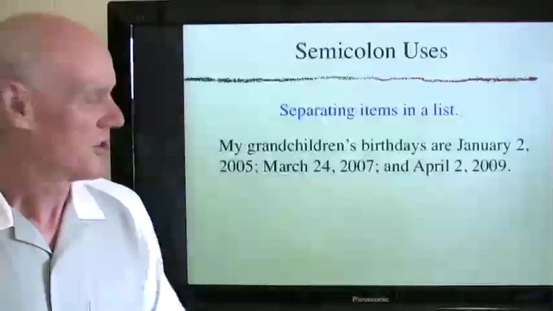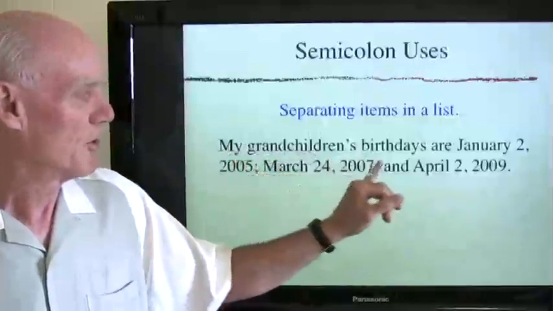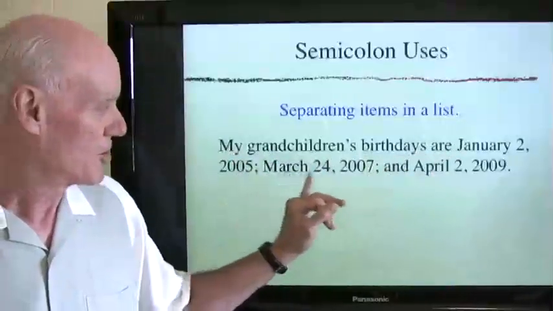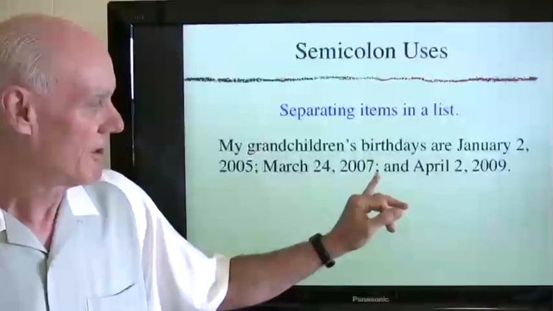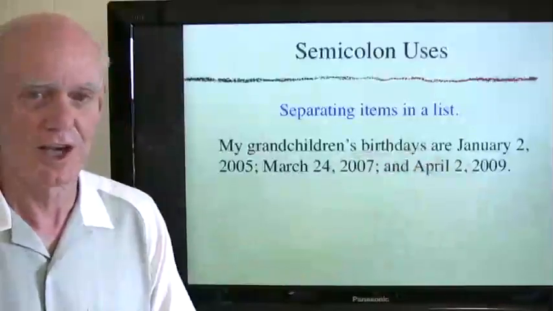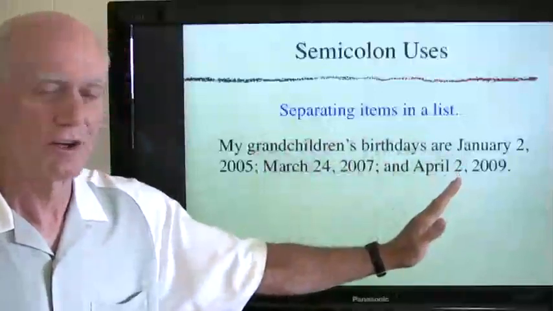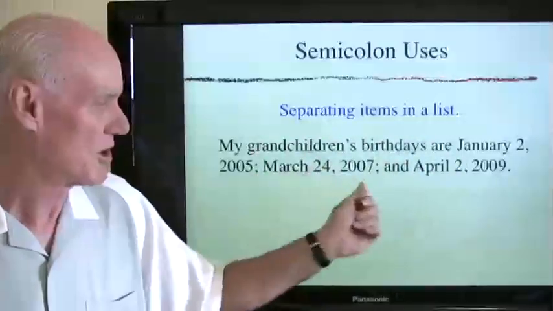Separating items in a list. Okay, I could say my grandchildren's birthdays are January 2nd, 2005; March 24th, 2007; and April 2nd, 2009. Using the semicolon there makes this a little more clear than it would be if I just used commas everywhere.